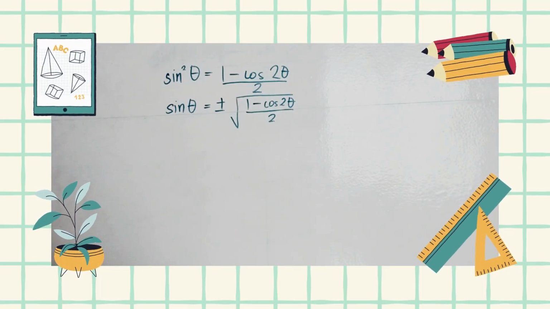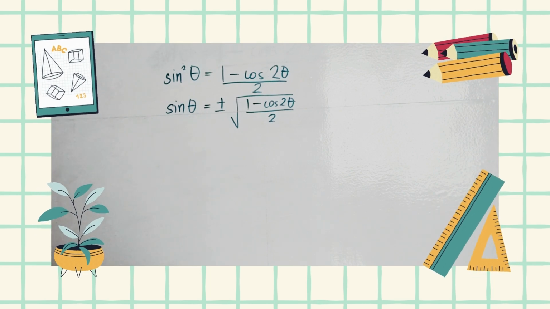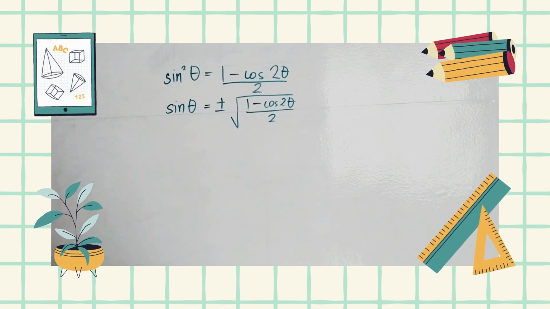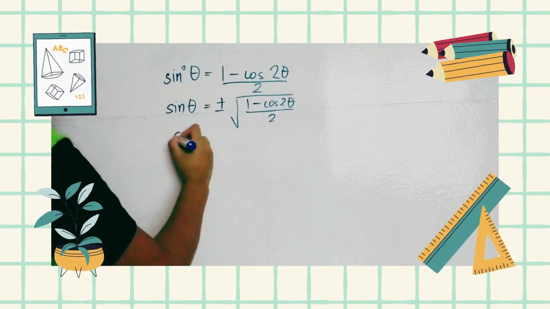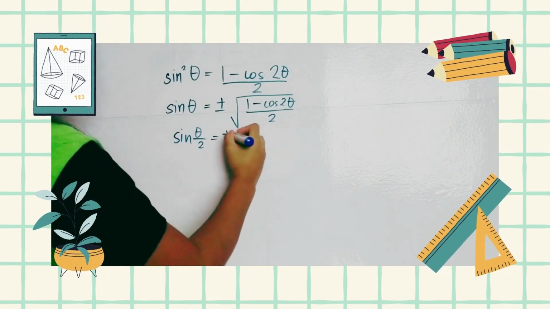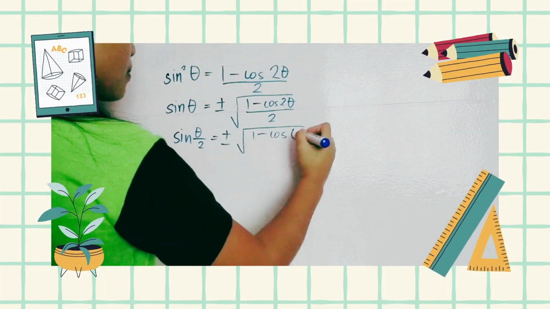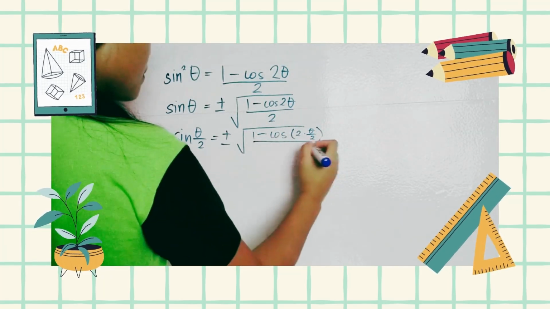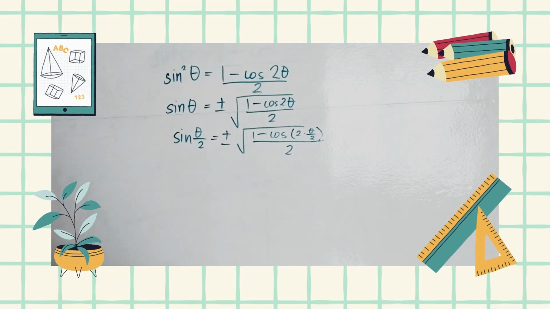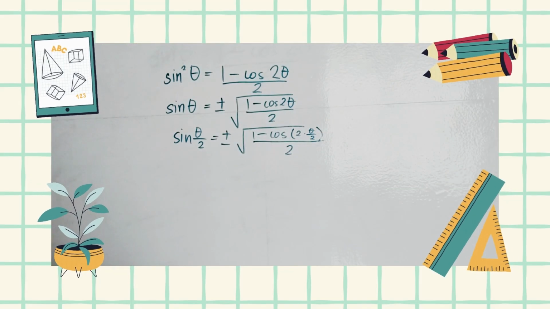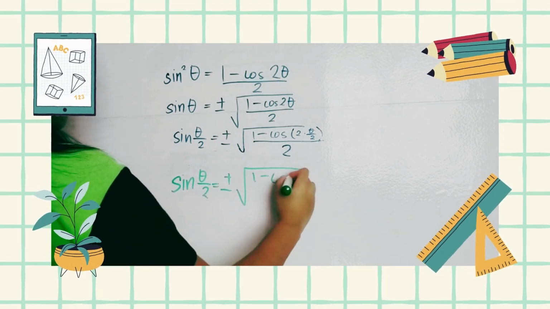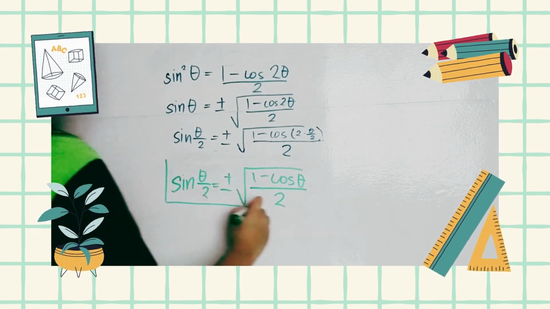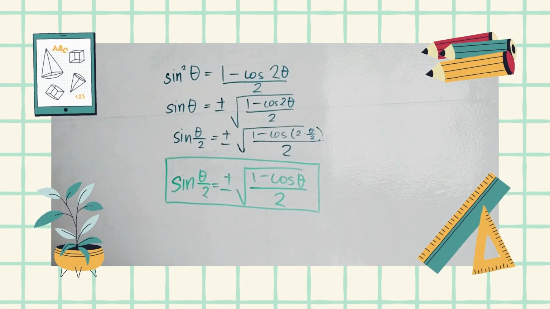Now, we want the half angle. So we replace theta with theta over 2 in the equation. That means in the right-hand side, wherever we see theta, we imagine that originally it was 2 theta. So we substitute. Now we have sine of theta over 2 equals plus or minus the square root of 1 minus cosine of 2 times theta over 2 all over 2. Now, let us simplify. Now this is how we derive the sine half-angle formula.